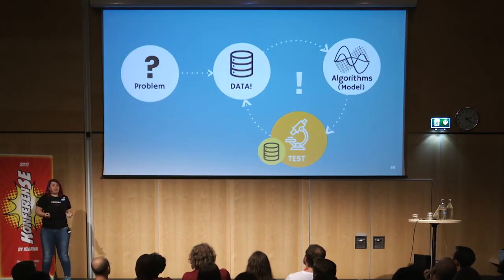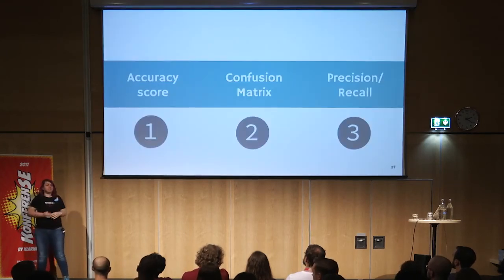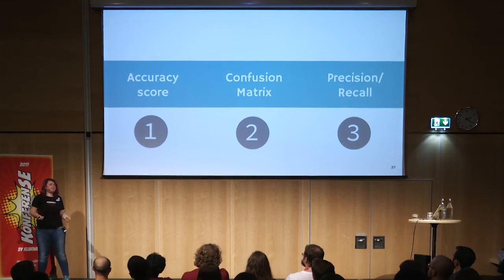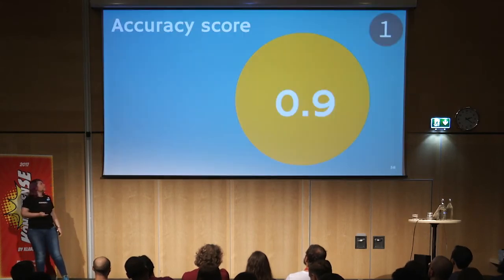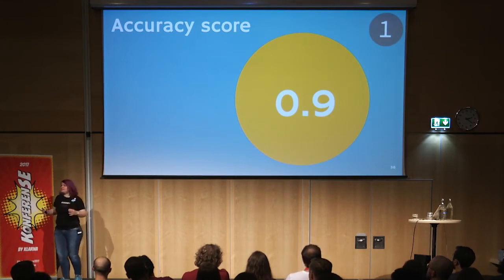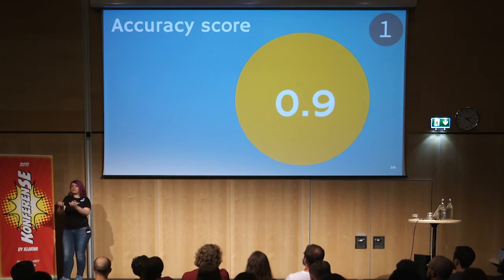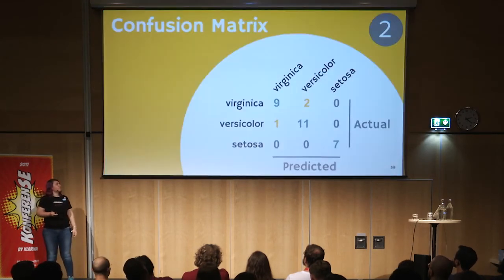Now we get to the interesting part. How do you test it? Just like the data visualization, I picked three ways of looking at the data and seeing how your algorithms did. And the first one is the accuracy score. It basically means, out of the things that you've predicted, how many of them were really the right thing. And that's about it. Then you have the confusion matrix.